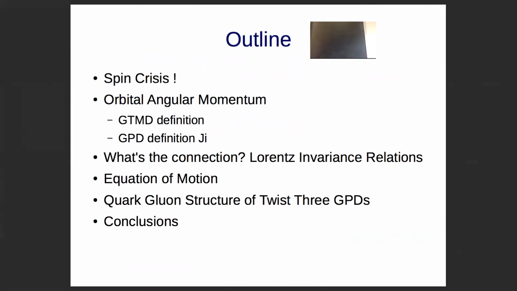The main motivation for this work is the spin crisis. We don't understand how the spin of the proton is distributed amongst its constituents. What I've been studying is the orbital angular momentum, how it is defined using generalized transverse momentum distributions, and these two theoretical objects, the GTMDs and the GPDs. We worked out a connection between the two definitions, and this kind of relation is known as a Lorentz invariance relation. You can derive more relations using the equation of motion and look at Wandzura-Wilczek relations for twist-three objects.